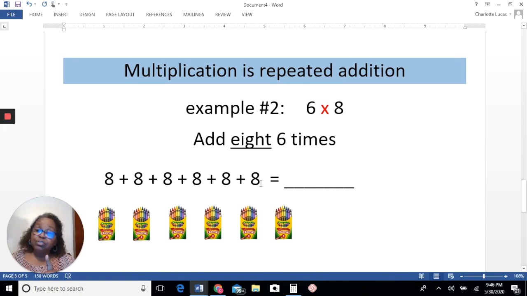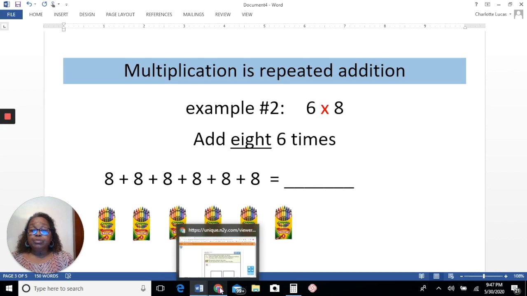We could do that, but we have a shortcut, and the shortcut is multiplication. Multiplication is repeat addition. So instead of saying all of these 8s, you would just say 6 times 8. The 6 boxes of crayon, each crayon box has 8 in it. 6 times 8, and you'll get your answer. So that's a quick description of what multiplication is, a quick explanation. Now let's go and see if we can practice and make some sense of all of this so that we'll be able to do some word problems.